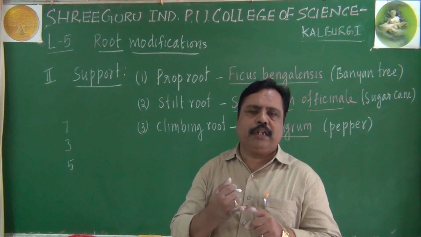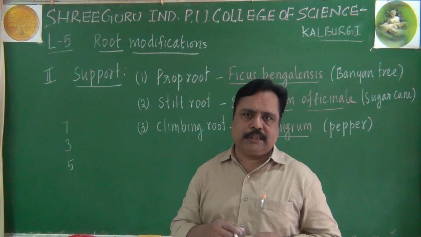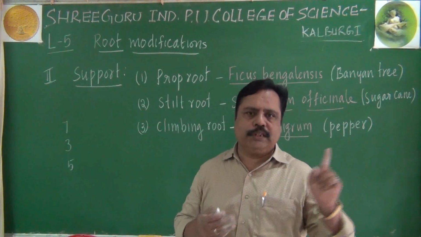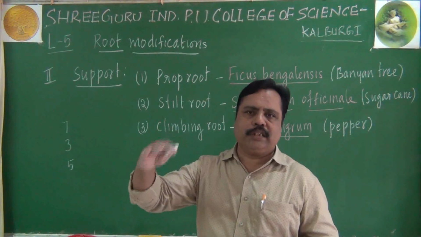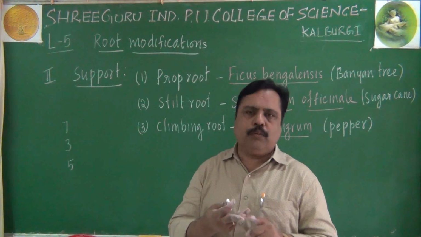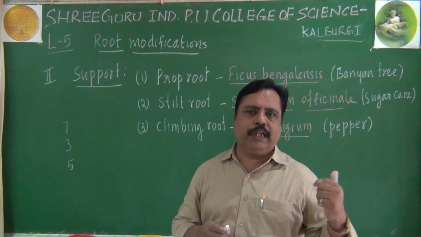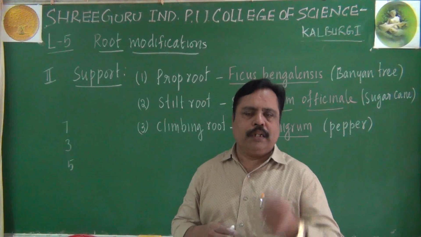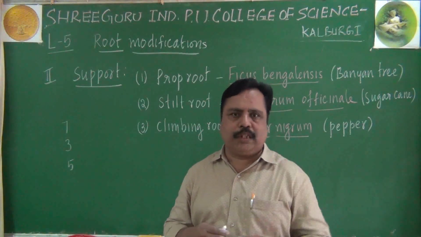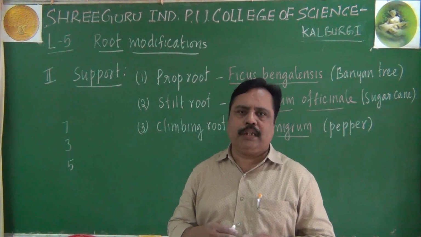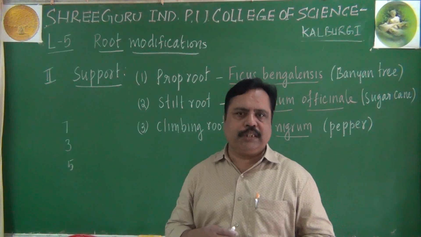Assimilatory root is exhibited by Tinospora for photosynthesis. Floating root was exhibited by Jussiaea for floating buoyancy in the water. Third one is respiratory root, exhibited by Avicennia and Rhizophora. They take oxygen, give out carbon dioxide, and they come above the soil. Where do we find those pneumatophores? They are present in marshy places.